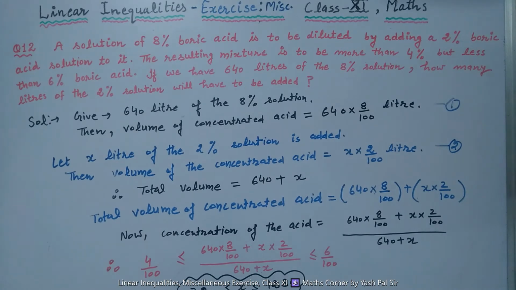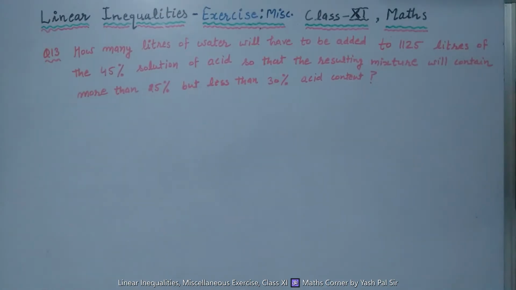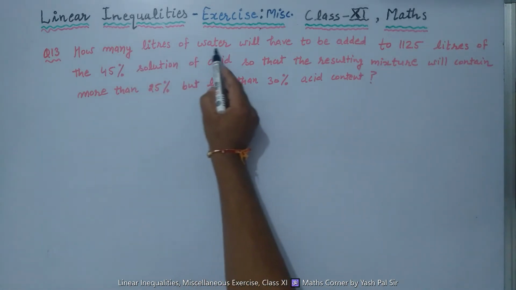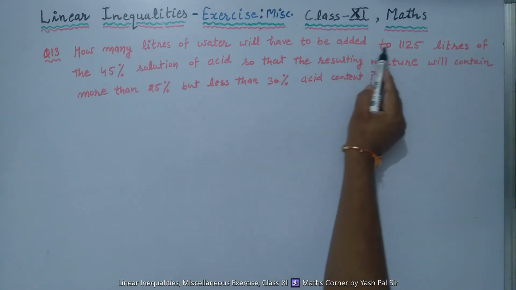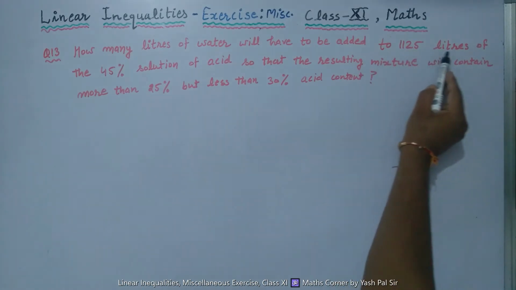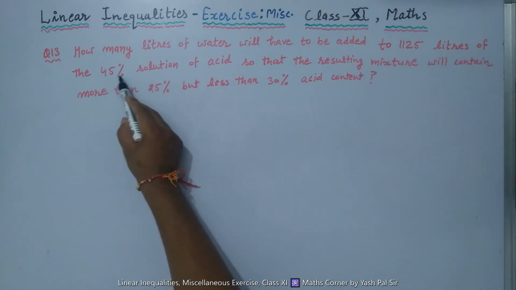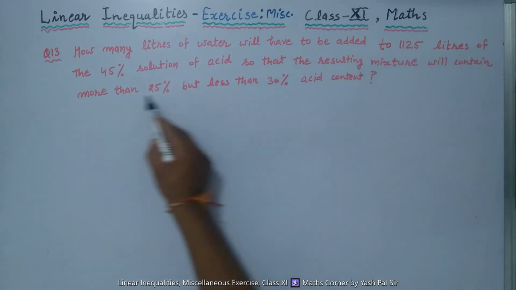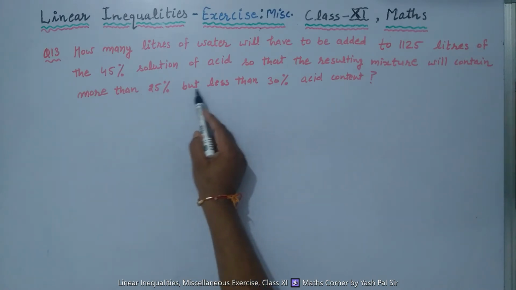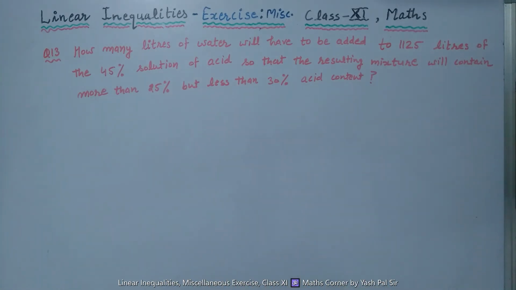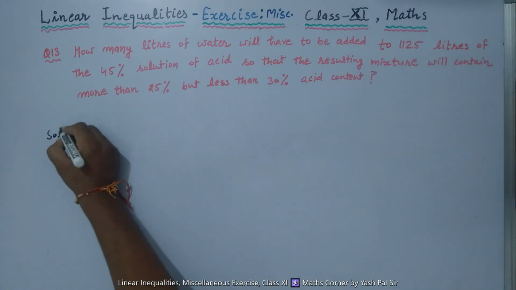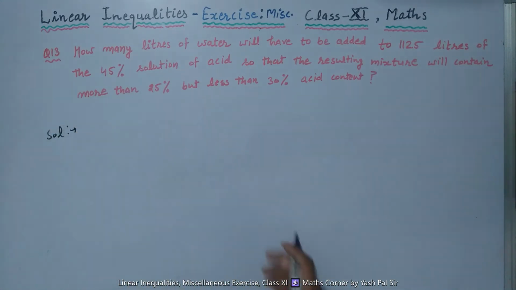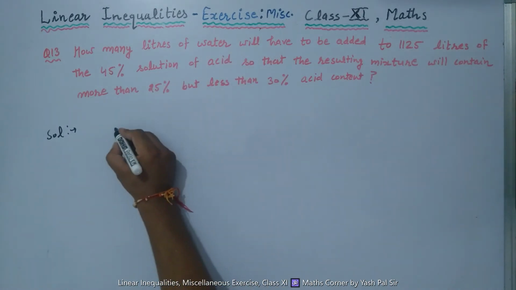So now coming to the next question of the exercise, question number 13. This question is also very much the same as question number 12. How many liters of water will have to be added to 1125 liters of the 45% solution of acid, so that the resulting mixture will contain more than 25% but less than 30% acid content? So here we are coming directly to the result, more than 25%.